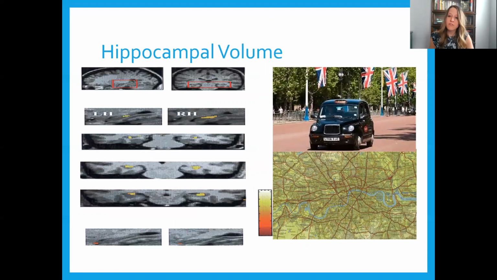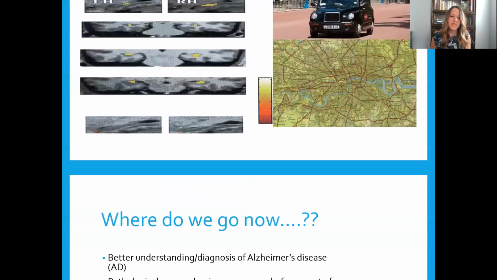Further evidence of the role of the hippocampus in spatial memory comes from studies of London cab drivers. As cab drivers learn to navigate the complex city streets day in and day out, we see an increase in hippocampal volume. This complex spatial learning produces structural changes in the hippocampus.